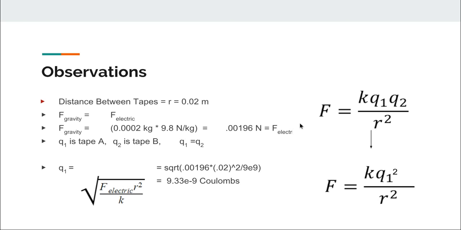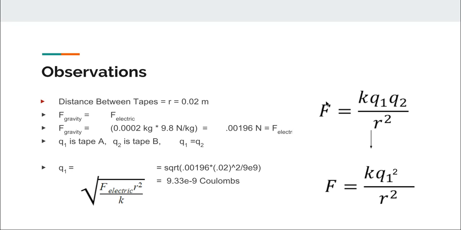Here are my observations. I noted that the distance in order for tape B to levitate above tape A was about 0.02 meters, or about 2 centimeters. And I also noted that the force of gravity equals the electric force. The force of gravity we calculated to be 0.00196 newtons, and we set that equal to the magnitude of the electric force. And then we used Coulomb's law to solve for the charge of the tape.